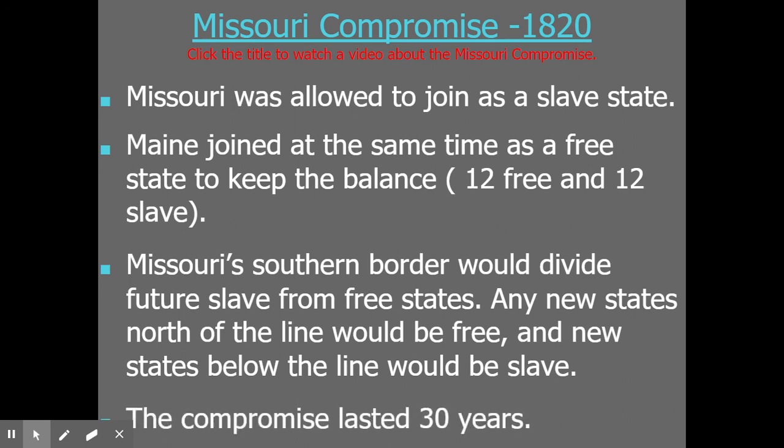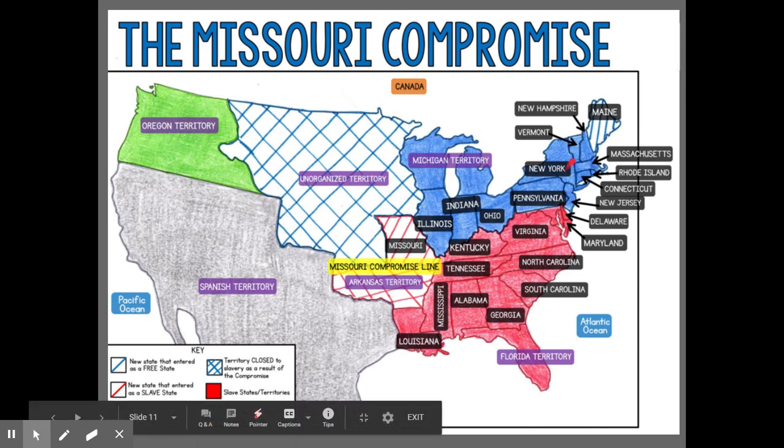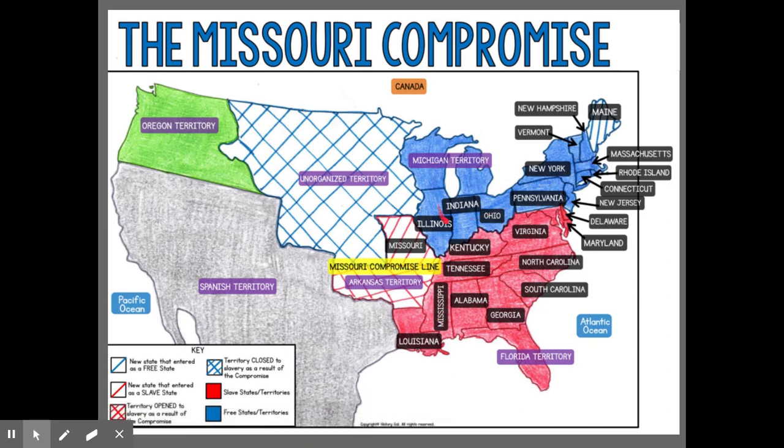And this compromise works for a while. It sticks around for about 30 years, and then we have to come up with a new one in 1850. And don't worry, hold tight, I'll be telling you about that one too. So here's a map that shows you what the Missouri Compromise result was. You've got all these red states over here. Those are the slave states. And then up here, you've got all the blue states and territories that were free states and territories.